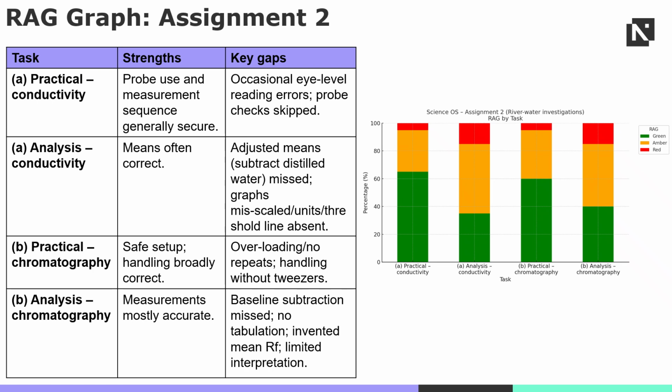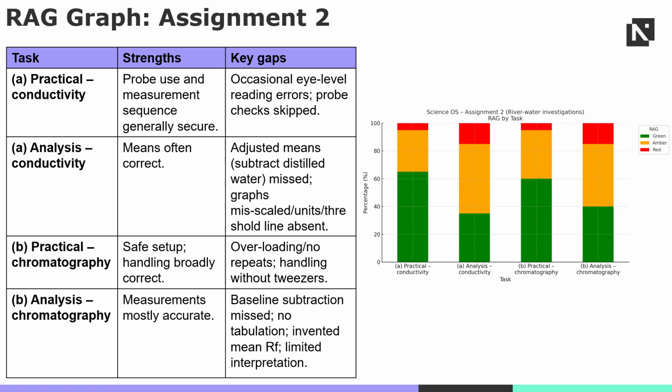For conductivity in part A, most computed means correctly. Sorry, for the analysis part, many didn't produce adjusted means by subtracting the distilled water controls. Graphs, common issues were tiny plots, no units, missing threshold lines or axes that compress variation. So what good would look like in this instance would be a table with mean and adjusted means, a bar chart with units and threshold, and at least a two sentence interpretation. Site B exceeds threshold, site C is close, environmental explanation offered briefly.